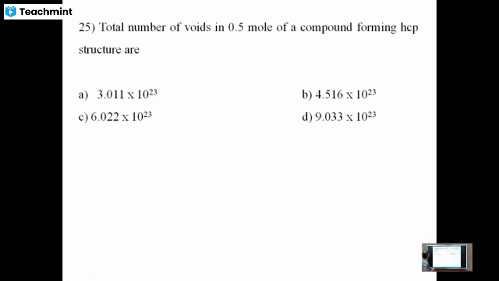Next one, total number of voids in 0.5 mole of a compound forming HCP structure are? We know in any crystal, just imagine there are n lattice sites, then there will be n octahedral voids and 2n tetrahedral voids. So total number of voids will be 3n.